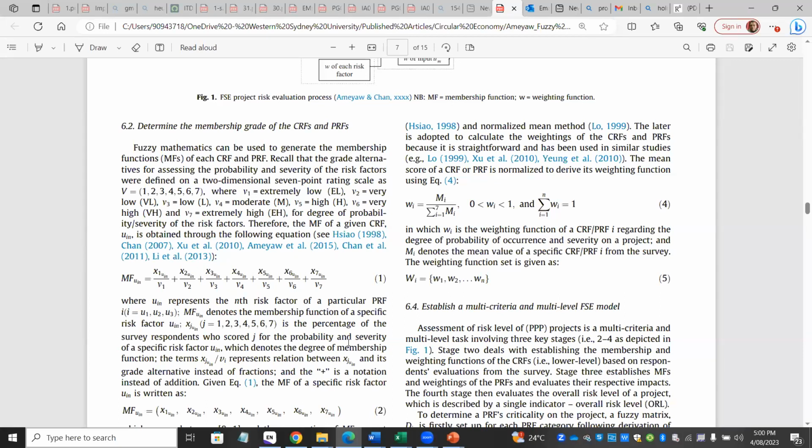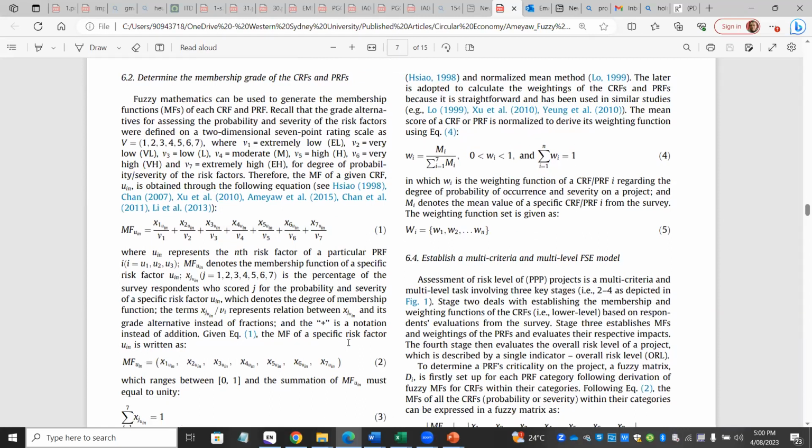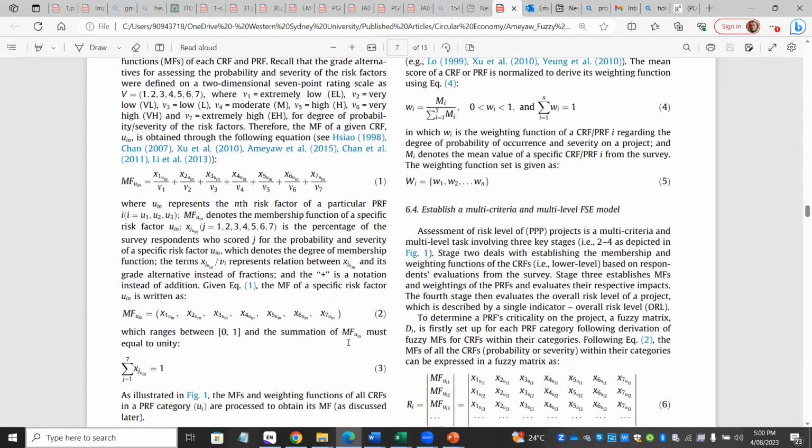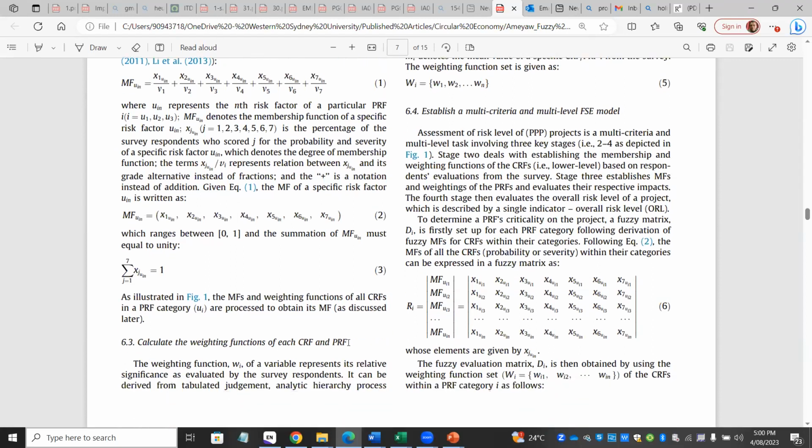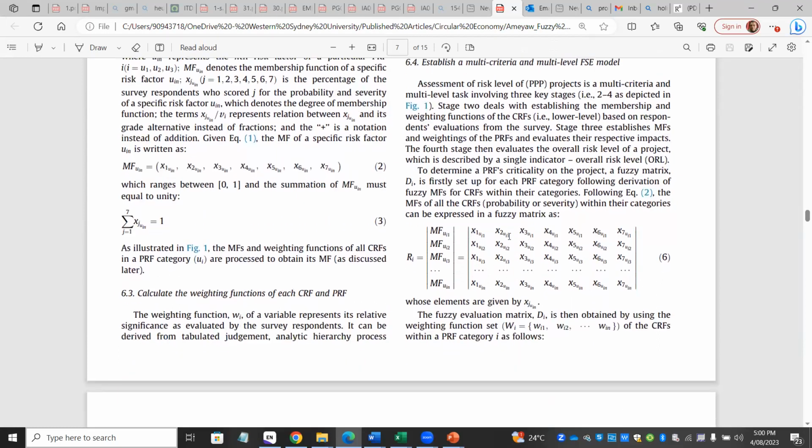Then the next thing to do is to establish a multi-criteria and multi-level quasi-synthetic model. This is where we are going to undertake our analysis and establish the matrices for each of the factors and also the groups. I explained this also in my other video, and we'll use the statistics to get a better understanding of this. This is just an explanation of that, where you combine the membership functions and the weightings.